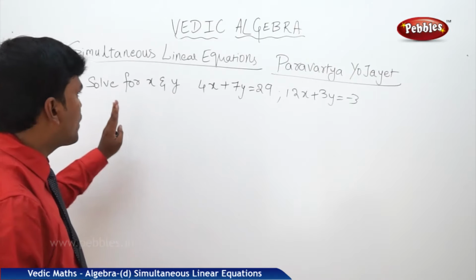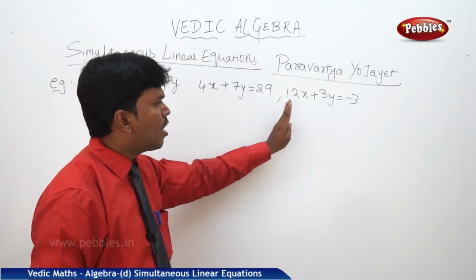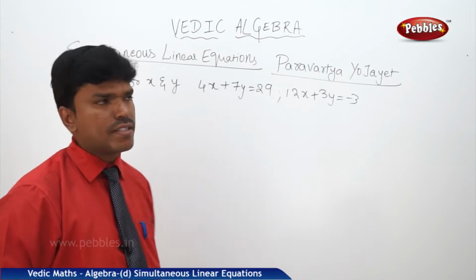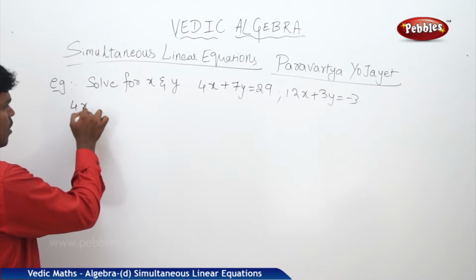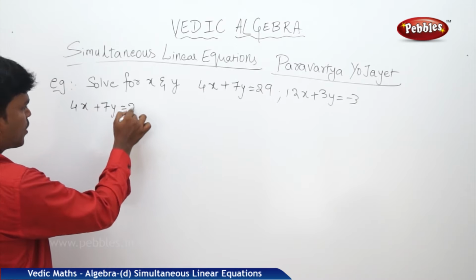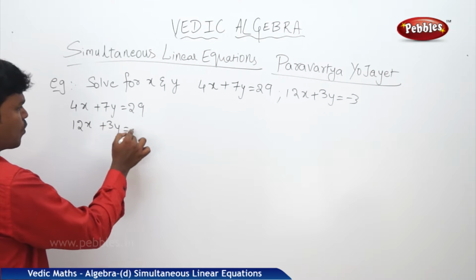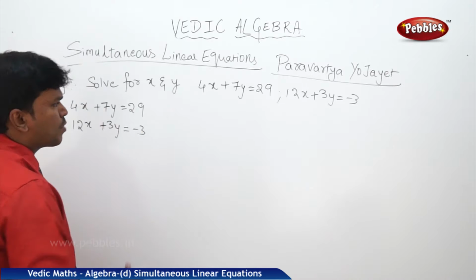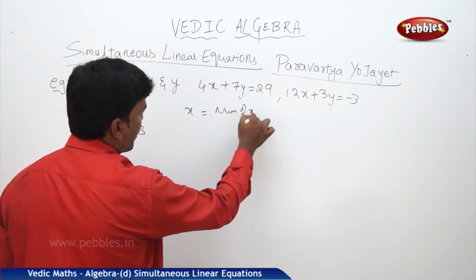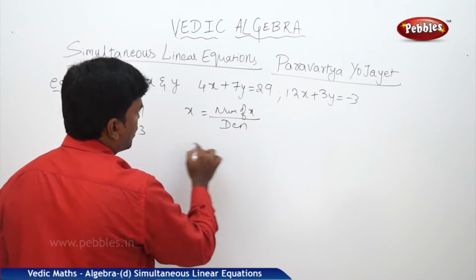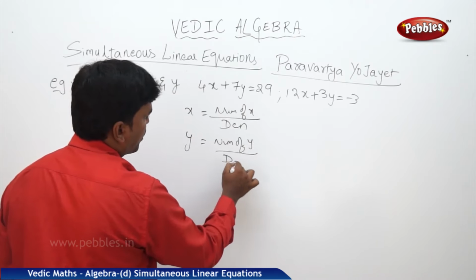Okay. So, given two equations, solve for x and y. Given two equations, 4x plus 7y equal to 29 and 12x plus 3y equal to minus 3. Just write down the equations one by one. So 4x plus 7y equal to 29 and 12x plus 3y equal to minus 3. I am putting the direct steps now: x equal to numerator of x by common denominator, and y equal to numerator of y by common denominator.